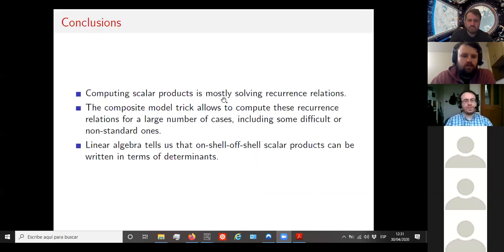So basically, to conclude, computing scalar products is mostly, as you have seen in the example of the massless relativistic AdS, solving recurrence relations. And this composite model trick allows you, with a little bit of work, to write these recurrence relations for your scalar products. And finally, I want to say that linear algebra tells us that on-cell, off-cell scalar products should be written in terms of determinants. So I think that's what I wanted to say. Thank you.